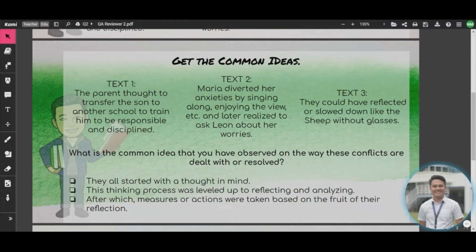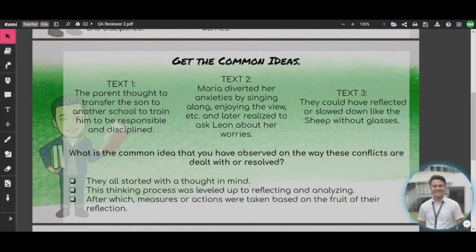as a disciplined person. In text number 2, Maria diverted her attention, or her apprehensions rather, to some of the things that she experienced while they were traveling going to Leon's house or Leon's place. And while she was in the course of reflecting on her worries and apprehensions, eventually that led her to share all these anxieties with Leon and being able to talk about the worries eased her feelings.